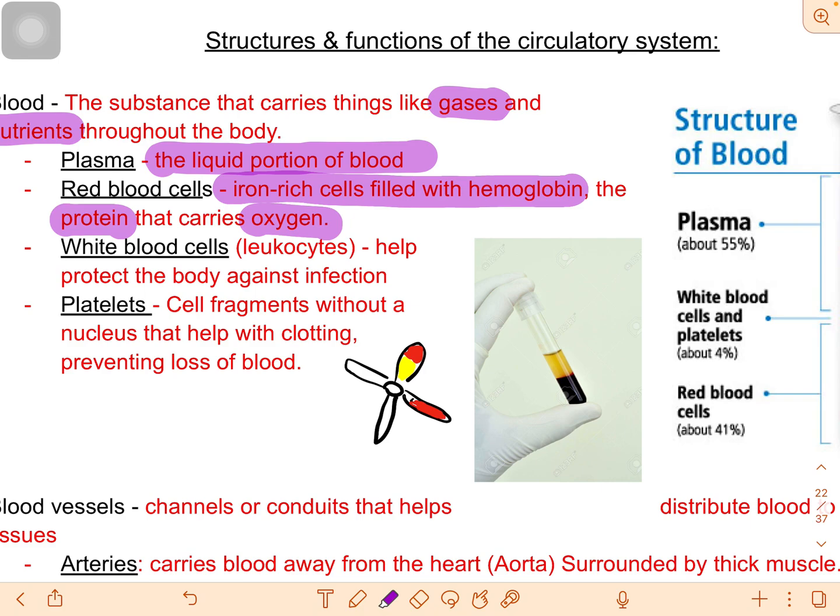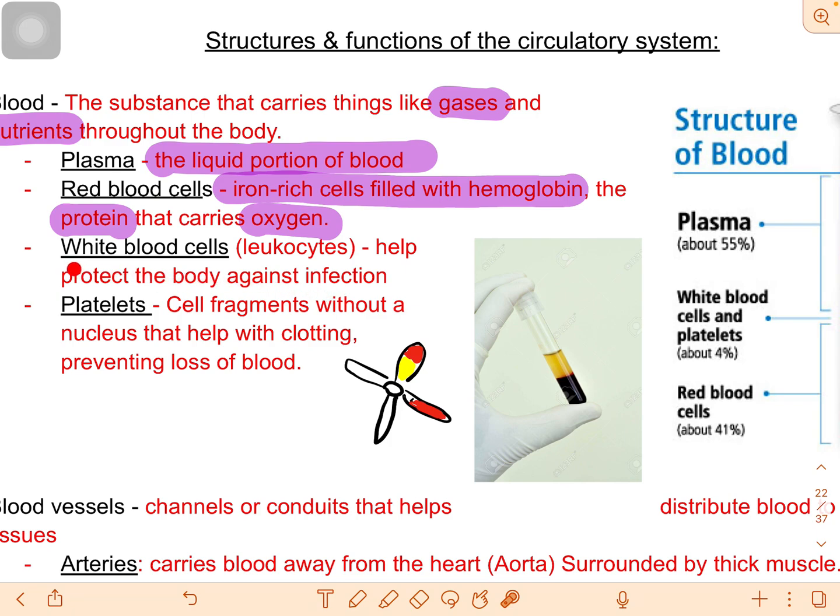All right, and another part of your blood are the white blood cells. Your white blood cells, also known as the leukocytes, help protect the body against infection. Whenever you get an infection, the white blood cell count bumps up in your body because your body knows that, hey, there's something that's not supposed to be here. We have to take care of it. And the white blood cells' job is to do that.